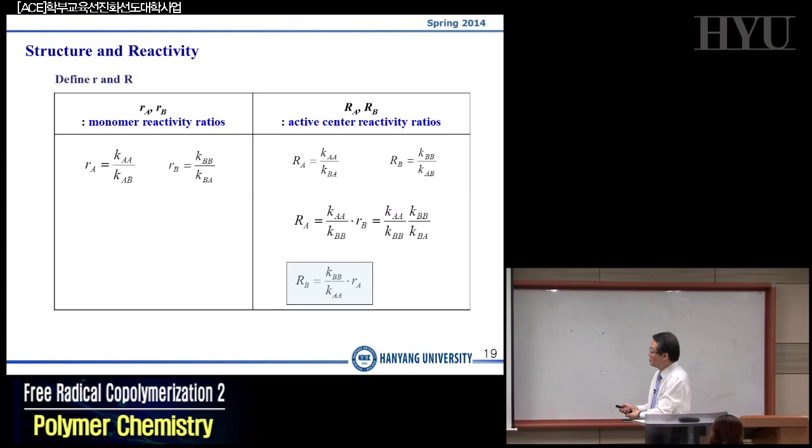So, large R_A is equal to small r_B times KAA over KBB, whereas large R_B is equal to small r_A times KBB over KAA. Okay? So the monomer reactivity ratio, again, has some relationship with the radical reactivity ratio or active center reactivity ratio, but A and B might be different here in this case.